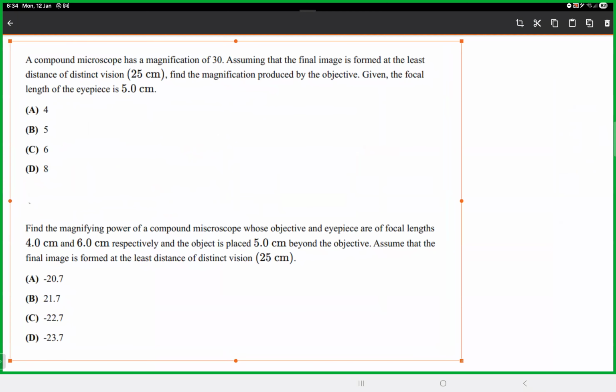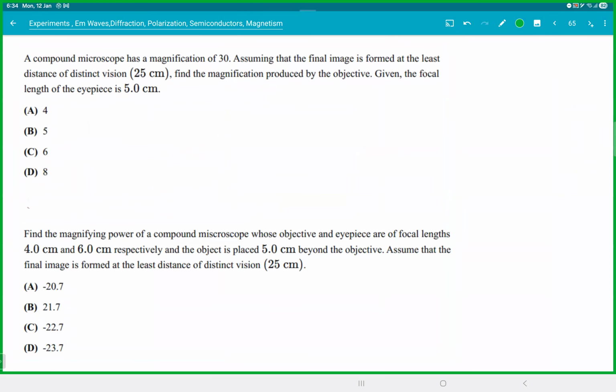Let's see. Optical instruments. This didn't come, na, till now. A compound microscope has a magnification of 30, assuming that the final image is formed at the least distance of distinct vision. If you remember, there are two cases. One is your normal adjustment, one is the distance of least vision. Find the magnification produced by the objective lens given the focal length of the eyepiece is 5 centimeters.